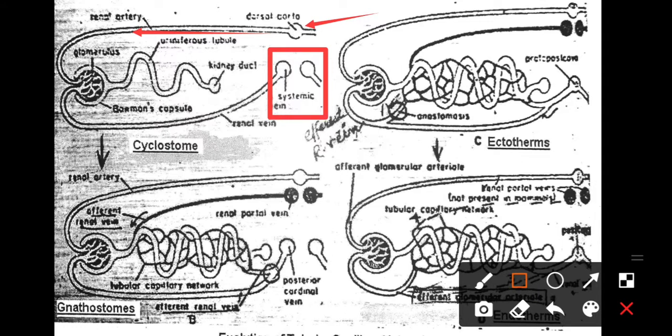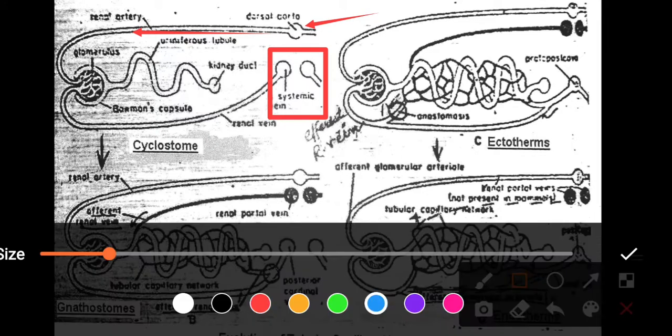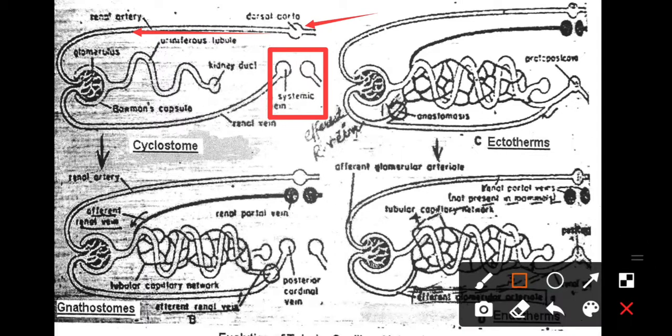Now after the clearance, after the excretion process, they are taking the blood back towards the systemic vein. So these are the renal veins. So here I am showing you the renal vein in blue color.